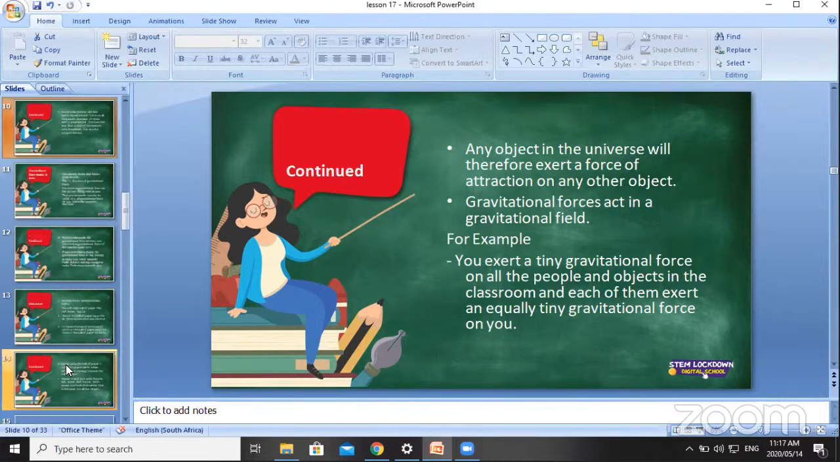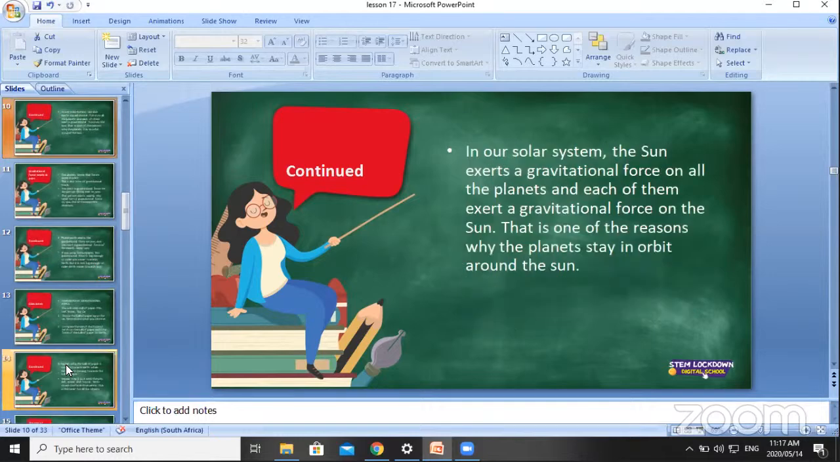In our solar system, the sun exerts a gravitational force on all the planets and each of them exerts a gravitational force on the sun. That is one of the reasons why the planets stay in an orbit around the sun. So the sun is exerting a certain force on Earth, and the Earth is also exerting an equal but opposite force. So the sun is pulling the Earth and the Earth is pulling the sun a tiny bit, but that's why they are in an orbit.